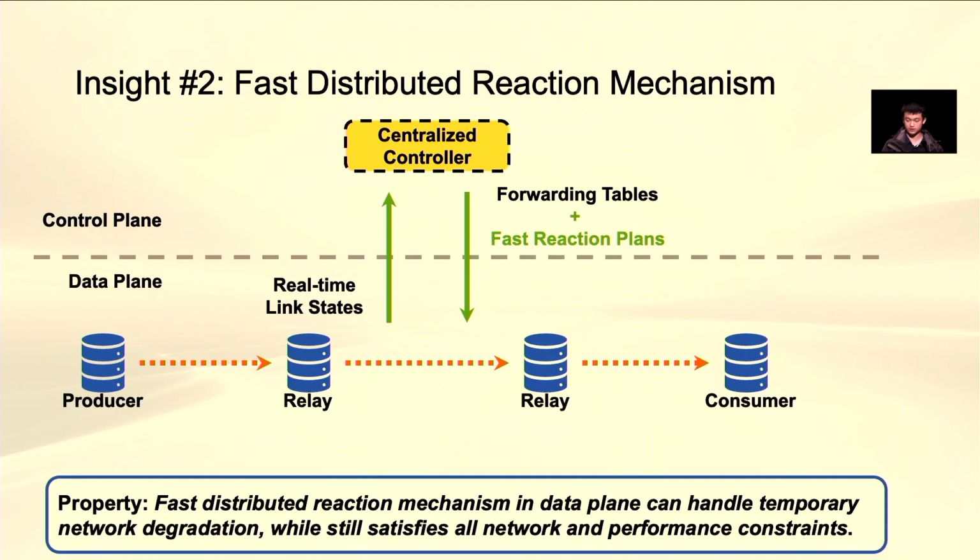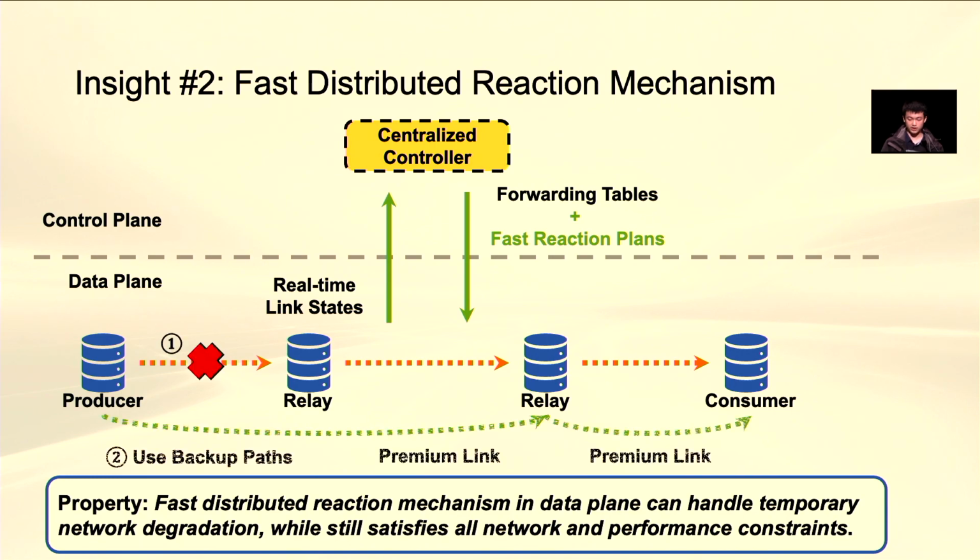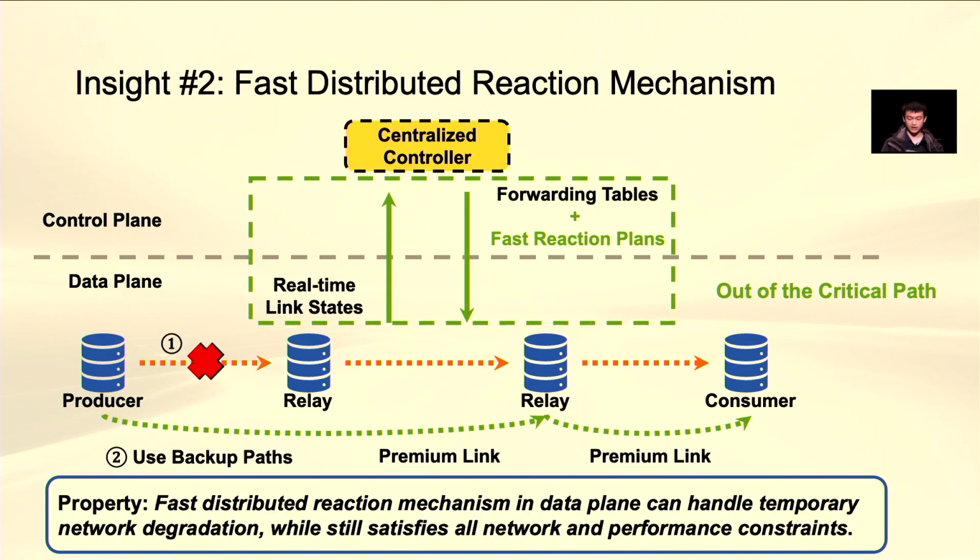which breaks performance constraints. To handle short-term network degradations, we propose a fast distributed reaction mechanism. The key insight is that the data plane can use premium links without immediate coordination of the control plane. The XRON controller proactively pre-computes and deploys fast reaction plans in the data plane. When network degradation occurs, the data plane of XRON can temporarily use the backup path to circumvent unstable links without involving the control plane. By temporarily leveraging premium links, changing the path does not break the network and performance constraints.